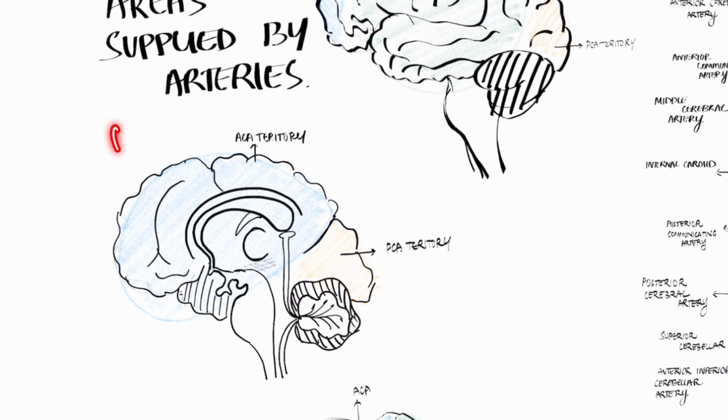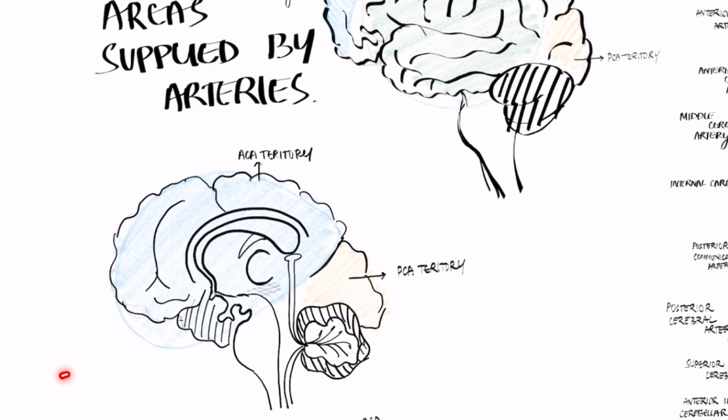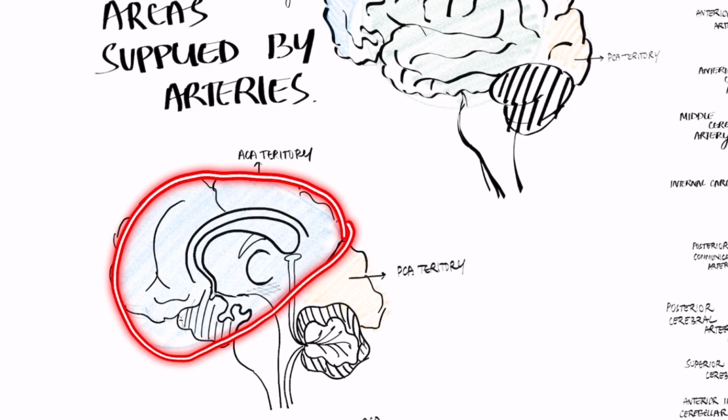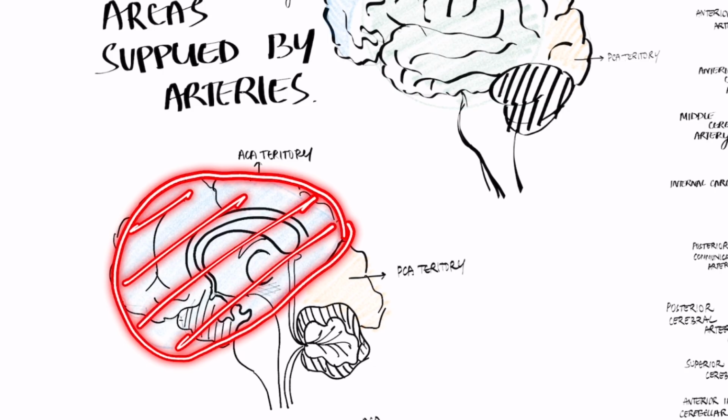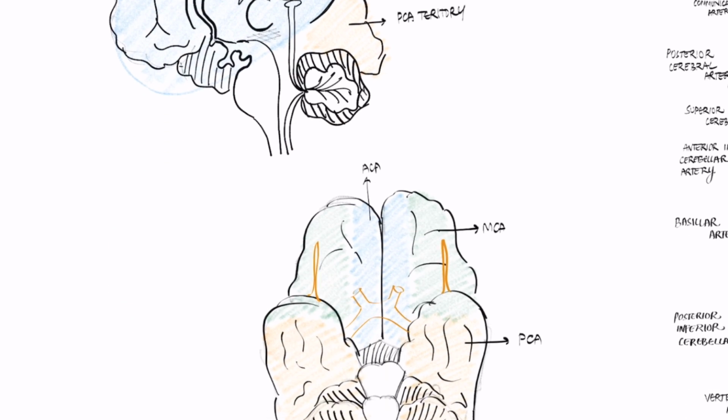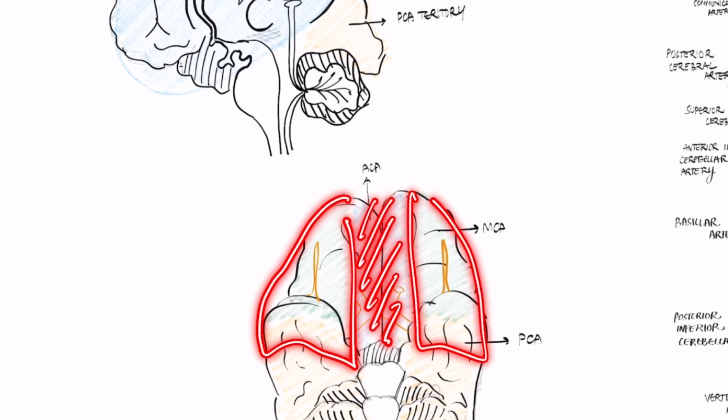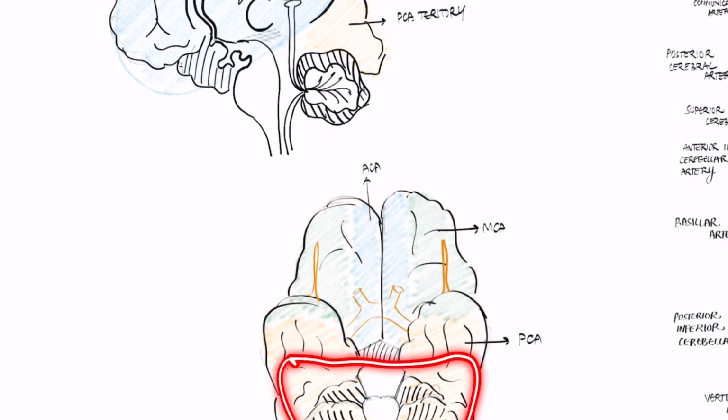Now when you look at the sagittal section, this is basically the medial aspect of the brain that we are seeing. So in the medial side, the anterior cerebral artery takes up the bulk of the blood supply. And the posterior cerebral artery, as previously, is supplying the occipital lobe. Now when you come to the inferior aspect, we can see the anterior cerebral artery supplying the medial aspects of the brain, the middle cerebral artery supplying the lateral aspects of the brain, and the posterior cerebral artery supplying the occipital lobe.